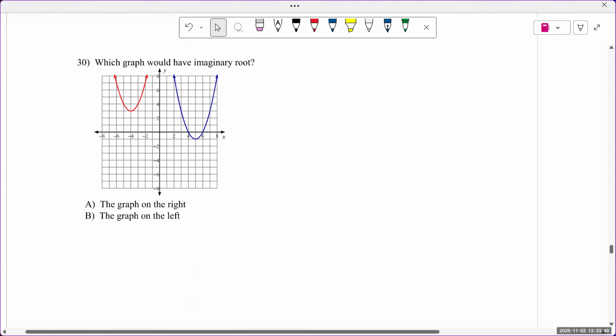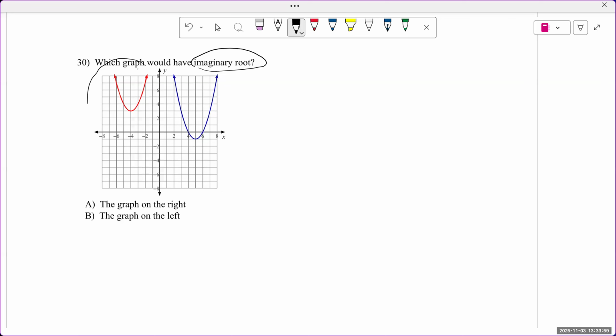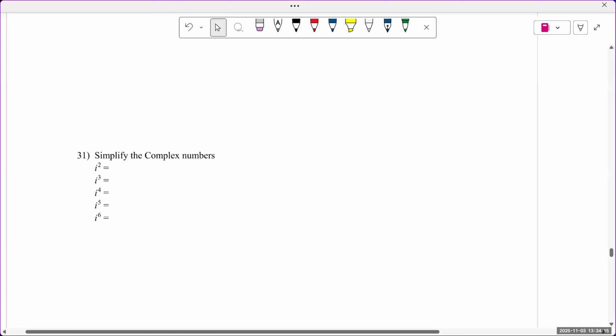Number 30. Which graph should have an imaginary root? Okay. So imaginary roots do not touch the x-axis. So the graph on the left has imaginary roots. These are the roots of the graph on the right.